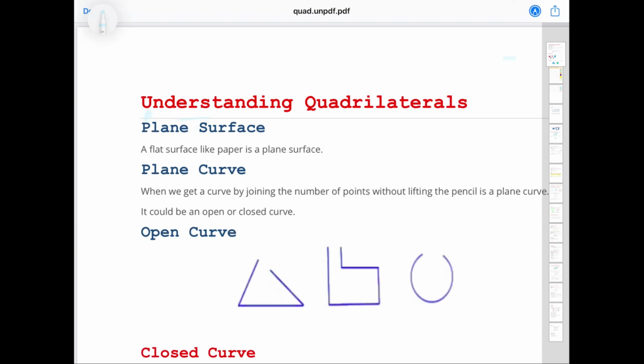Today I'll discuss with you understanding quadrilaterals. Now before starting this, you should know a few things like a plane surface. What is a plane surface? So any surface like paper is a plane surface.